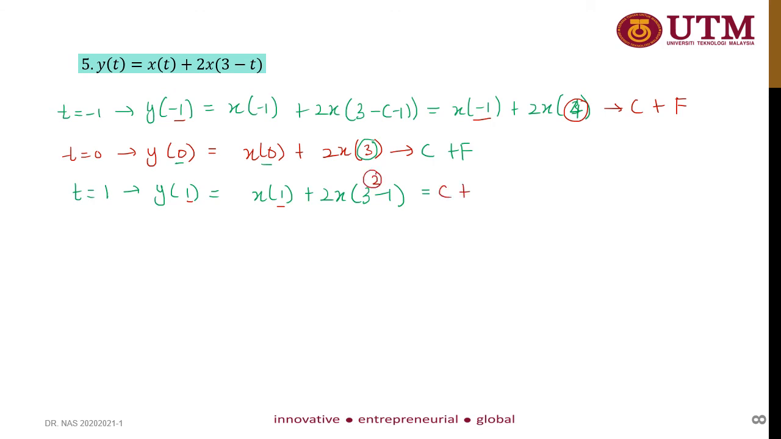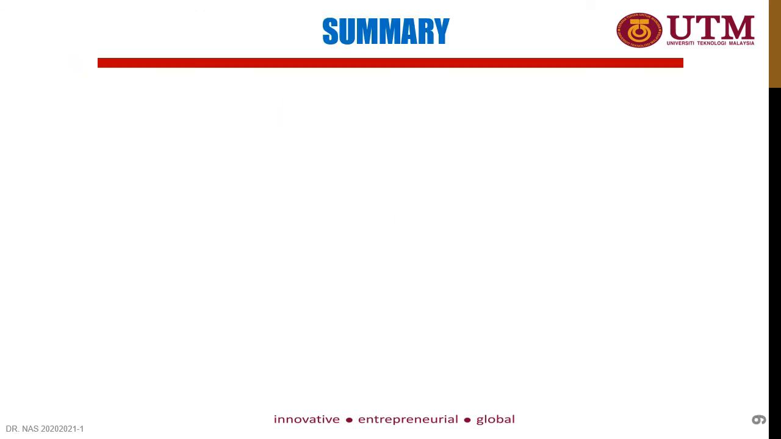So current plus future. So again, let's check the overall system classification. You notice that there are future values in the equation. So automatically the system is non-causal. Okay, I hope that you have made yourself clear with those examples.